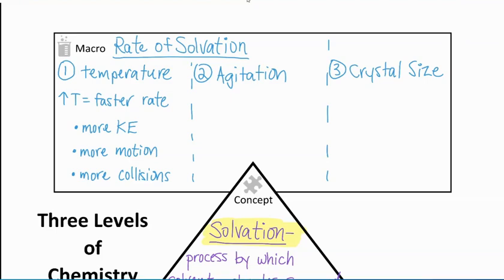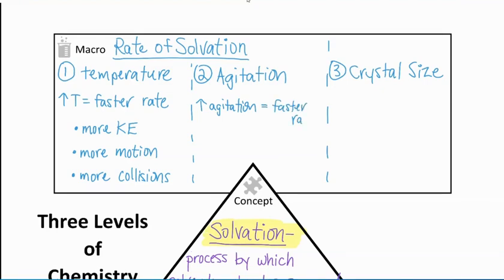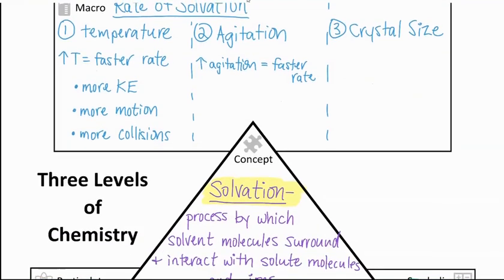When there's more collisions between our solute and our solvent, that gives us a faster rate of solvation. Keeping that in mind, let's think about agitation or stirring. As we have more agitation, you should have also seen a faster rate. Here it's the agitation that causes more motion of our particles, and the increase in motion causes more collisions. That's what leads to a faster rate.